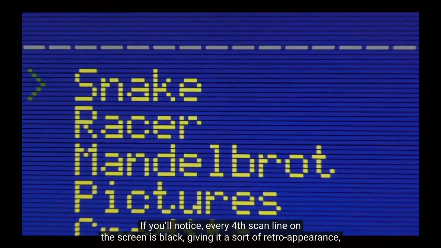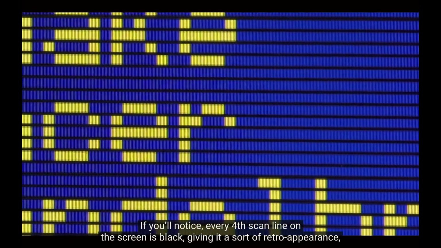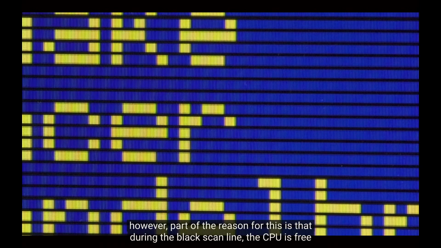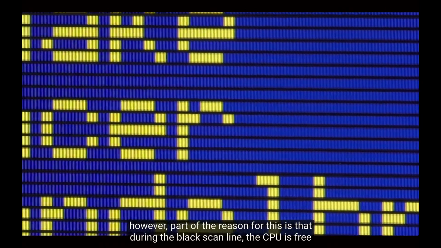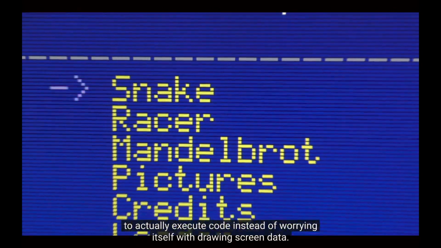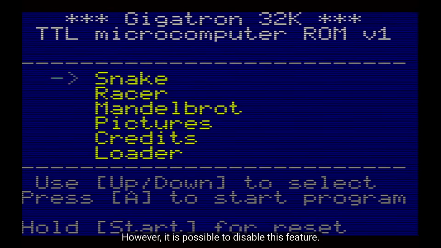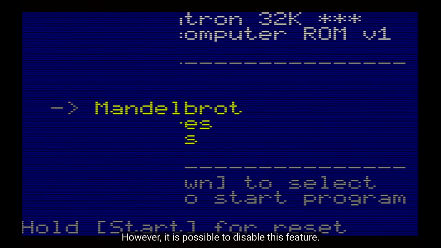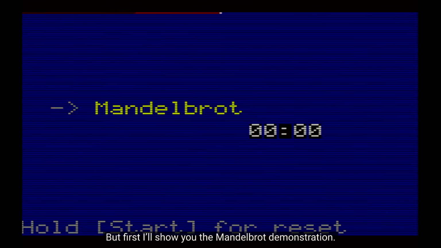If you'll notice, every 4th scan line on the screen is black, giving it a sort of retro appearance. However, part of the reason for this is that during the black scan line, the CPU is free to actually execute code instead of worrying itself with drawing screen data. However, it is possible to disable this feature, but first I'll show you the Mandelbrot demonstration.